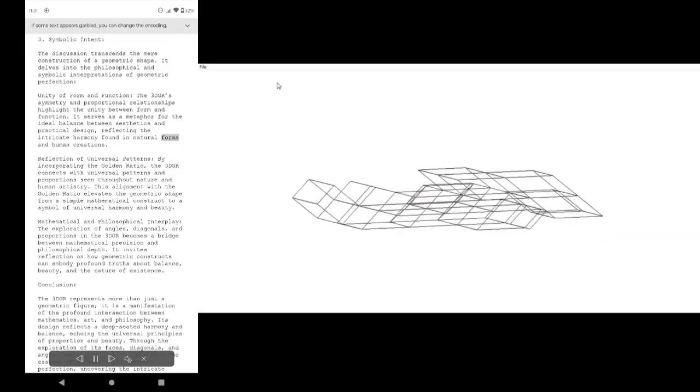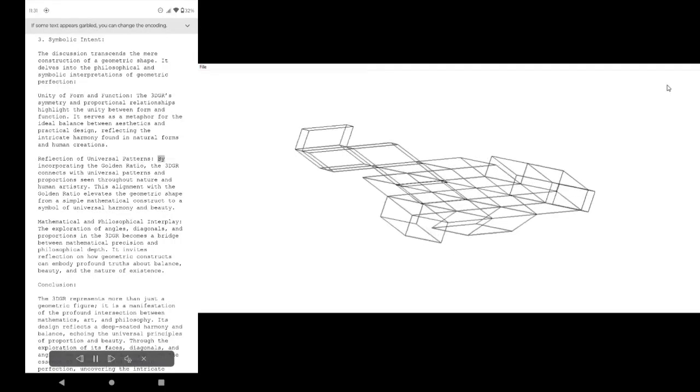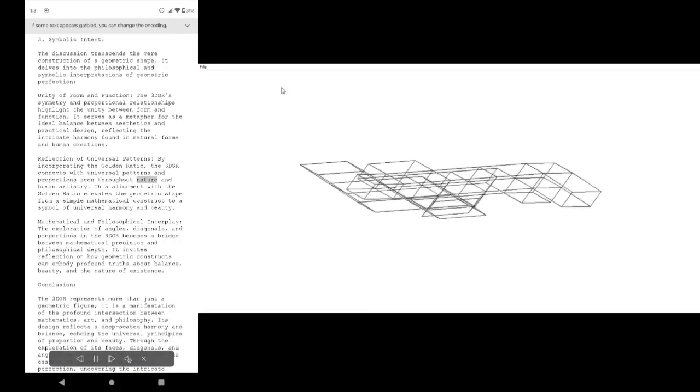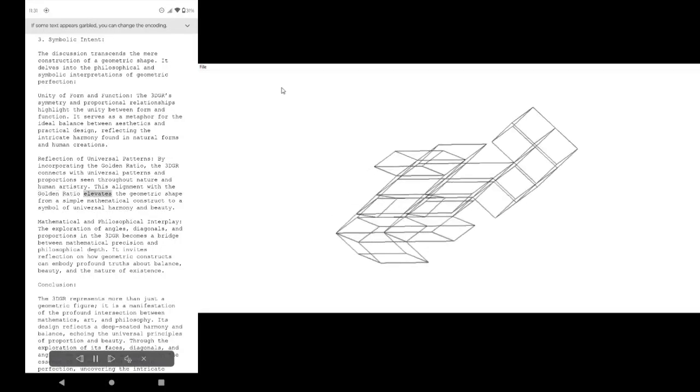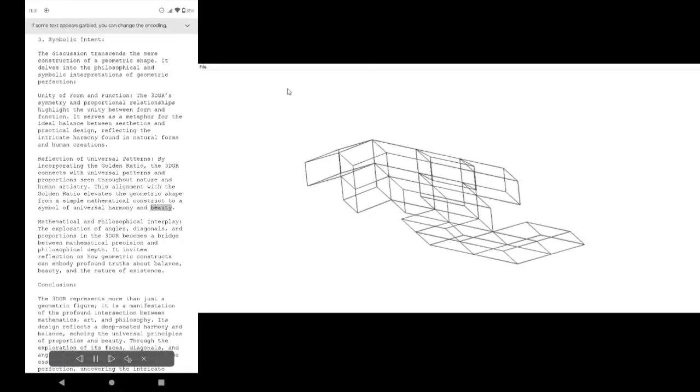It serves as a metaphor for the ideal balance between aesthetics and practical design, reflecting the intricate harmony found in natural forms and human creations. Reflection of universal patterns. By incorporating the golden ratio, the 3D-GR connects with universal patterns and proportions seen throughout nature and human artistry. This alignment with the golden ratio elevates the geometric shape from a simple mathematical construct to a symbol of universal harmony and beauty.